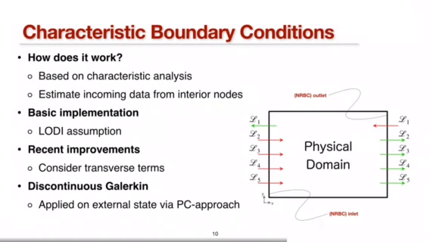In its basic implementation, as Professor Poinsot introduced it, this is based off of the so-called LODI assumptions at that boundary, which are short for local one-dimensional inviscid flow. More recently, there are many variants that improve on this by adding the contributions from the transverse terms. In the context of the discontinuous Galerkin method, we apply this via a polynomial correction approach.